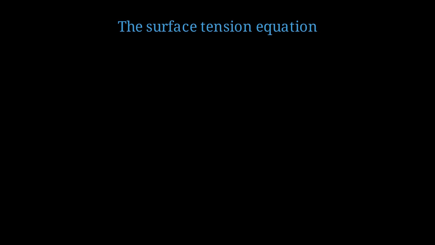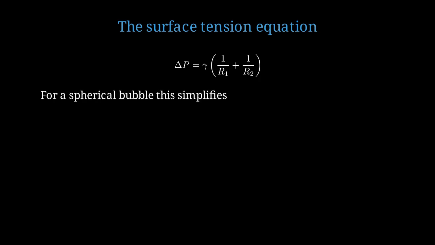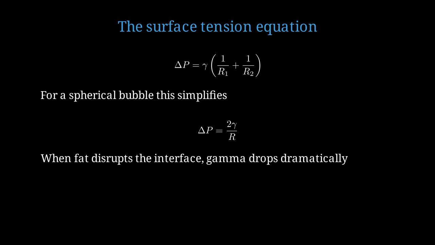Let's look at the physics. The stability of a foam bubble depends on surface tension and the Laplace pressure. Delta P equals gamma times the sum of 1 over R1 plus 1 over R2. Here gamma is the surface tension, and R1 and R2 are the principal radii of curvature. For a spherical bubble, both radii are equal, so this simplifies nicely. Delta P equals 2 gamma over R. This tells us the pressure difference across the bubble interface depends on surface tension and bubble radius. When fat molecules disrupt the protein interface, the surface tension gamma drops dramatically. Lower surface tension means lower pressure difference, and the bubble becomes unstable and collapses.